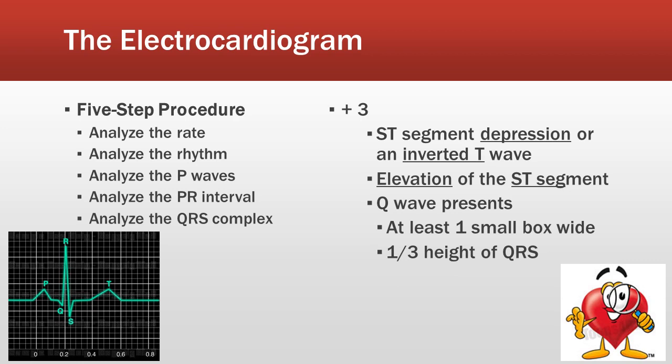The 5-step process: you're going to analyze the rate, the rhythm, the P waves, the PR interval, and the QRS complex. And then the +3 is analyzing the ST segment and the Q wave. We're looking for ST segment depression or T wave inversion, elevation of that ST segment, or that pathological Q wave, wider than one little box and at least 1/3 the height of the QRS complex.